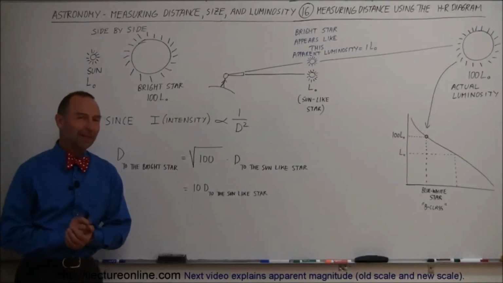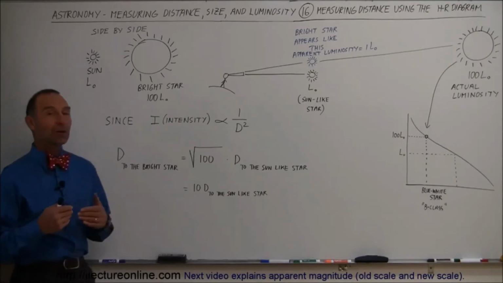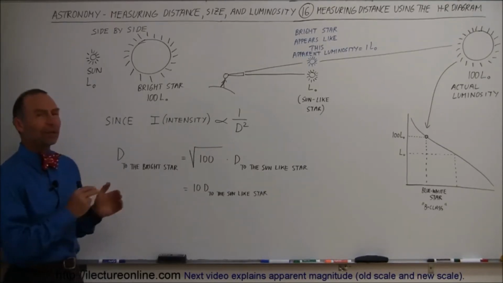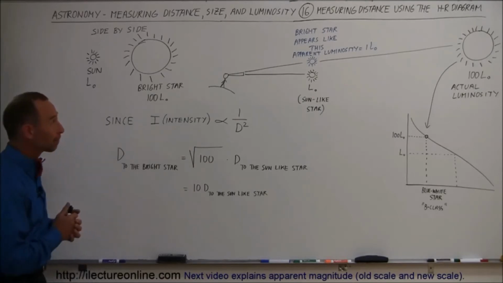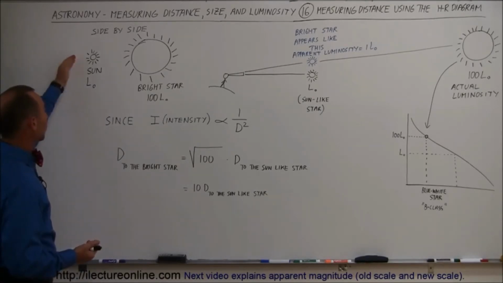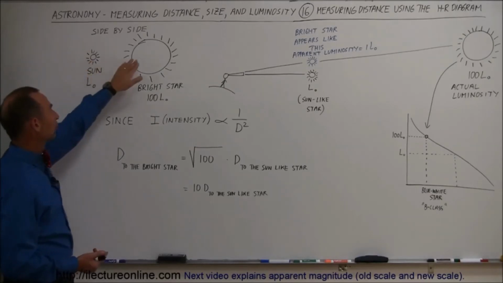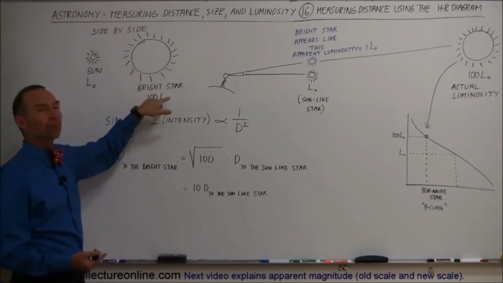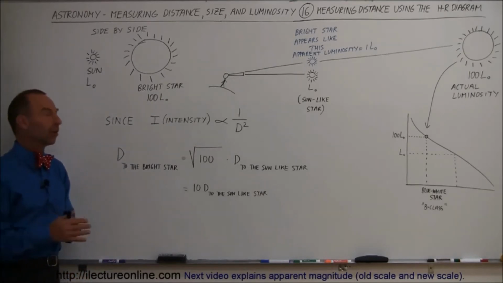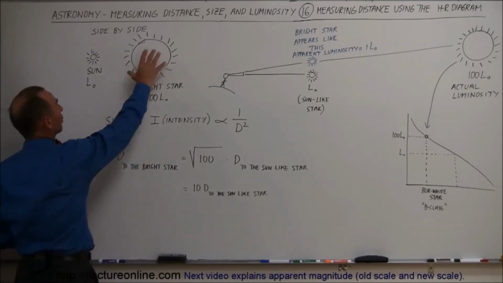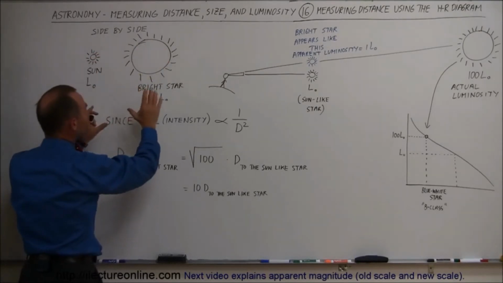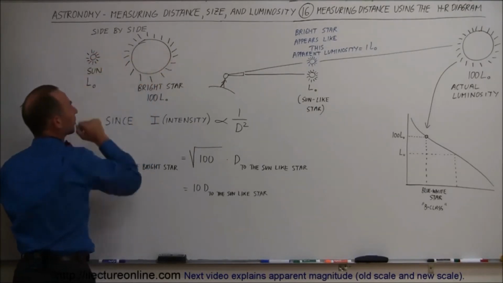Welcome to ilectureonline, and to give us a better understanding of how we can measure distances with the HR diagram, I wanted to come up with a little example here that hopefully will explain it. So let's say we have two stars, a sun-like star, or something like the sun, and a much brighter star, something that's 100 times brighter than the sun. Usually the L sub naught simply means the luminosity of the sun. So in comparison, this star would put out 100 times as much light as this star. If they were placed side by side, this one would look 100 times brighter than this one.